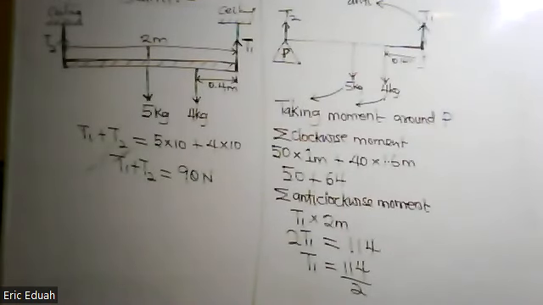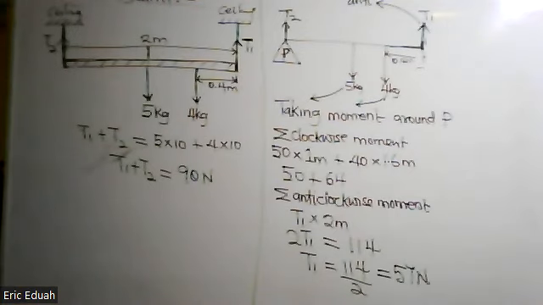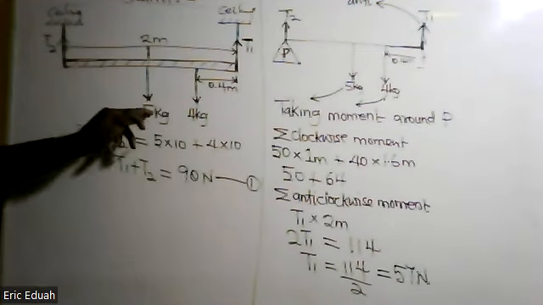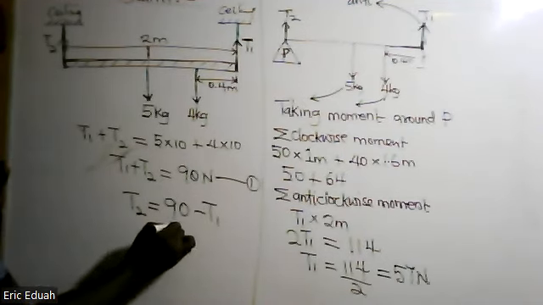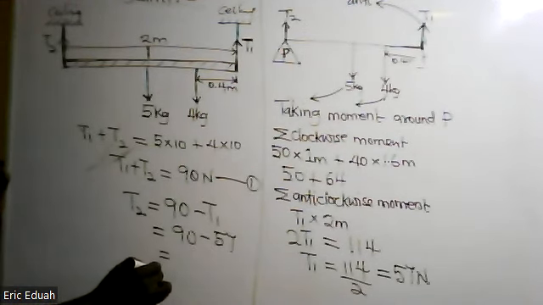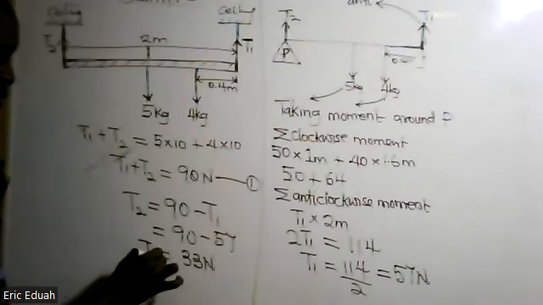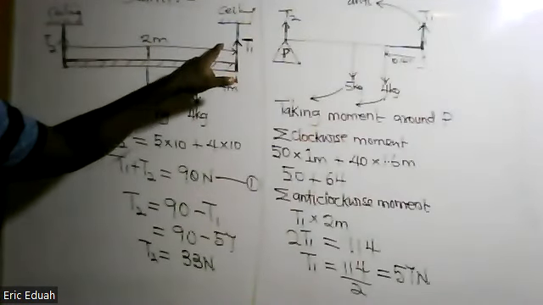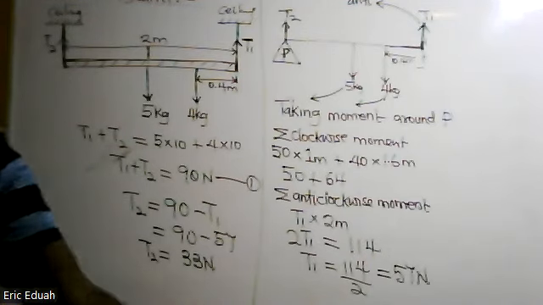And what is 114 divided by 2? 57. Well, this is 57 Newton. If T1 is 57 Newton, then from equation 1, this is what we got. Sum of upward forces must be equal to the sum of downward forces. So T1 plus T2 is equal to 90. Therefore, T2 would be equal to 90 minus T1, which is 90 minus 57, which will be equal to 33. So the tension in the string T1 is 57 Newton. The tension in the string T2 is 33. So easy to solve.